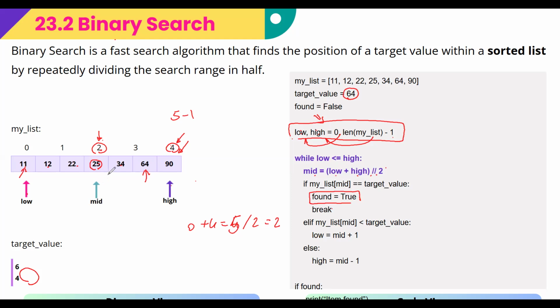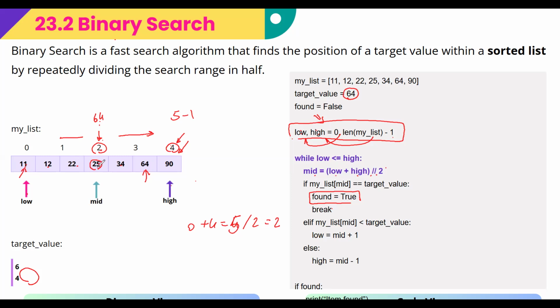If you look here, my list is arranged. So I go to the mid and ask, is 25 equal to 64? No, but then I check: is 64 bigger than 25 or less than 25? Because the numbers are sorted, if 64 is bigger than 25, I need to search on this portion of the array, not this portion. That is how I cut the number of comparisons I need to run. I don't want to compare 64 to 11, to 12, to 22.